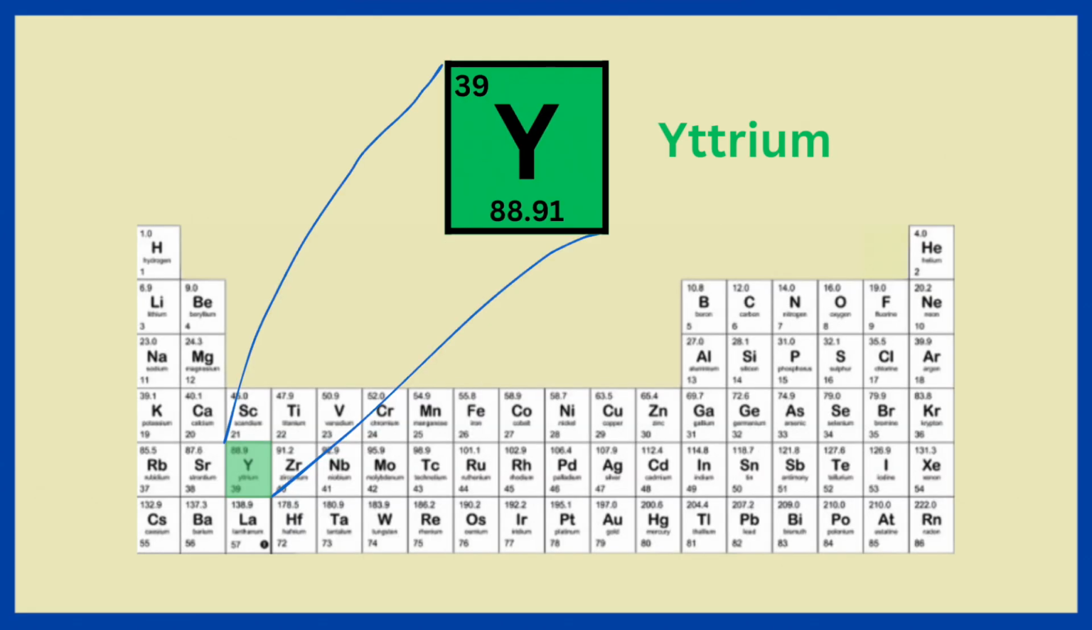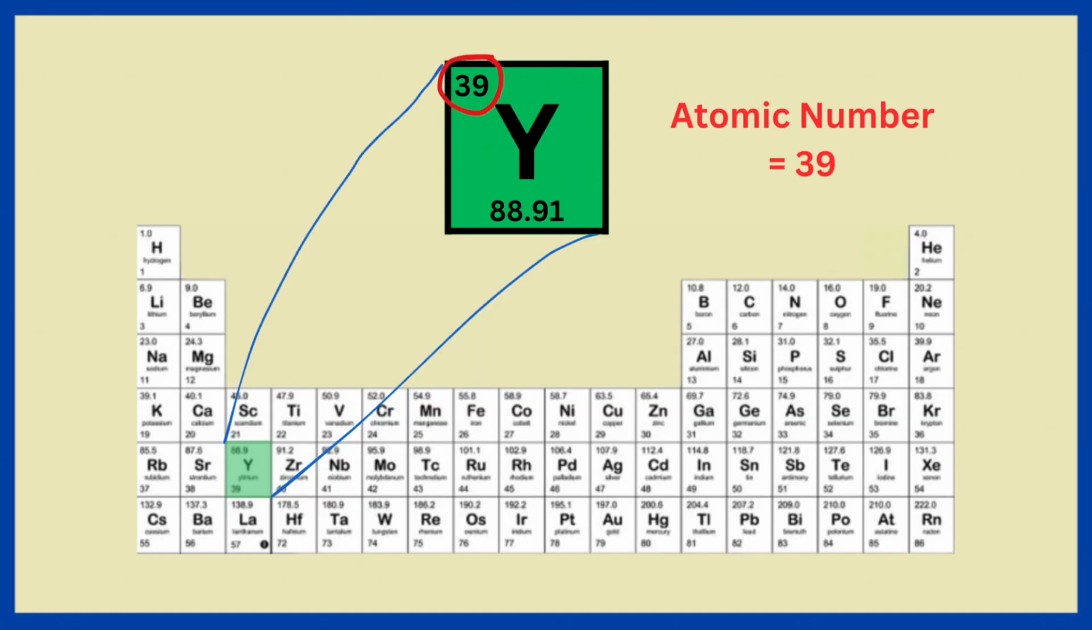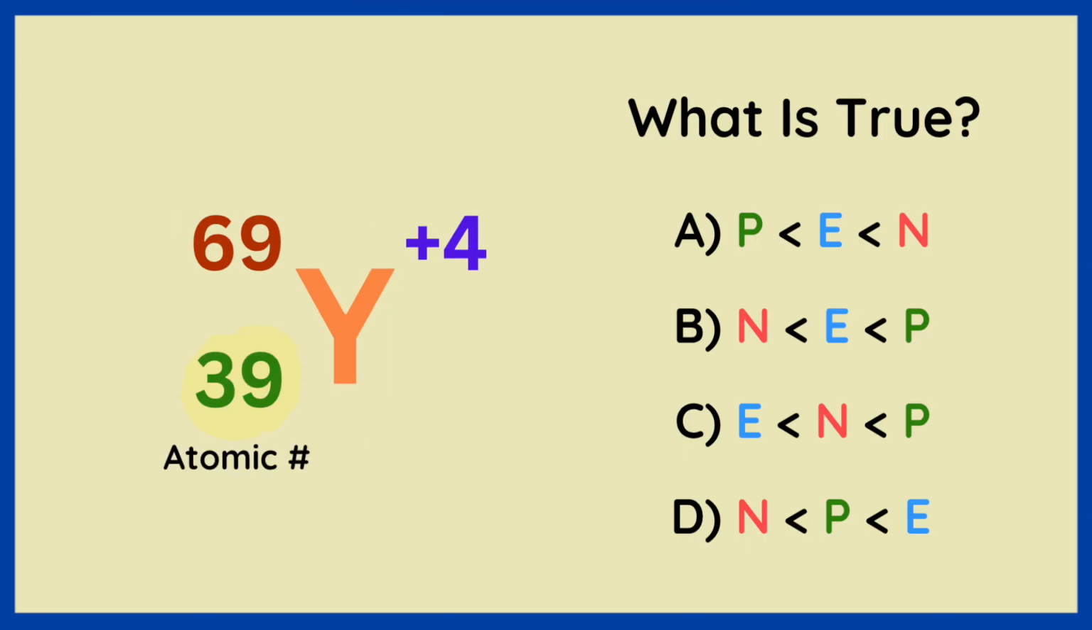Y is the element of yttrium on the periodic table, with 2 different numbers in its box, 39 and 88.91. 39 is the atomic number, and it helps us find out P, E, and N. That's because atomic number is synonymous with proton number. So since, for example, iron has an atomic number of 26, each atom of iron would have 26 protons. So since 39 is the atomic number of yttrium, our isotope of interest must have 39 protons. We could also write 39 in the bottom left corner of the isotope.